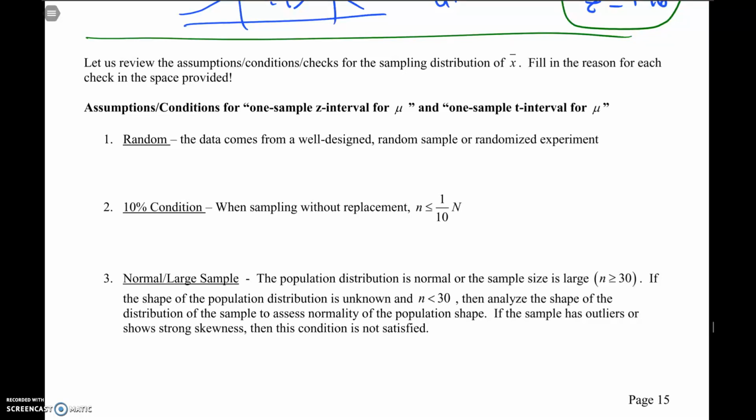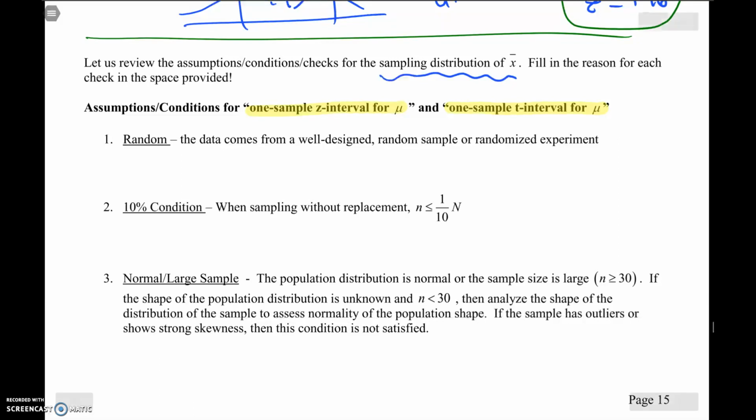All right, let's review the assumptions for our two confidence intervals. They're going to be a one sample z interval for the mean and a one sample t interval for the mean. But the conditions are basically the same as the conditions for the sampling distribution of x bar that we learned in the sampling distribution chapter.